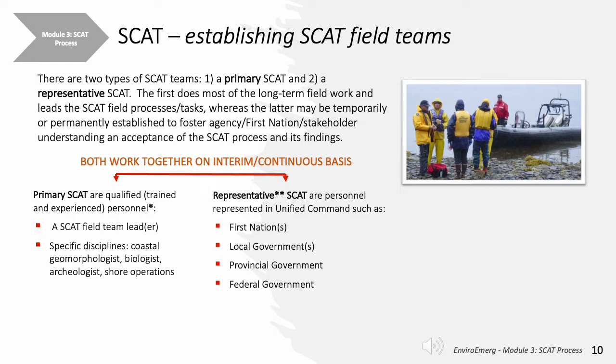There are two types of SCAT teams. There's a primary SCAT and a representative SCAT. The primary SCAT does most of the long-term field work and leads the SCAT field processes and tasks. These people are generally hired by the responsible party, like a ship owner, and they understand the SCAT missions and have some operational experience. The representative SCAT works alongside the primary SCAT in order to foster agency, First Nations, and stakeholder understanding and acceptance of the SCAT process and its findings.